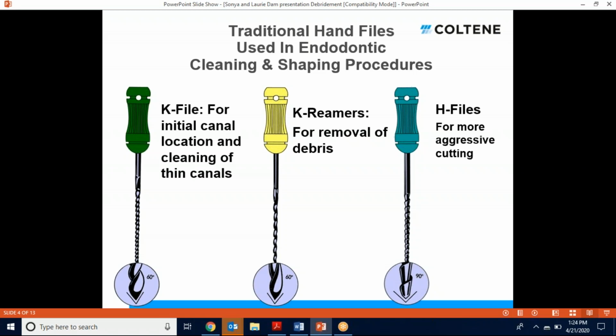The next one is a K-reamer. So these are used for the removal of debris. And again, you can see they are not quite as small, with not as many twists in the file, but it is also a twisted file. And then the last one we're going to talk about is H files. And these are used for more aggressive cutting.